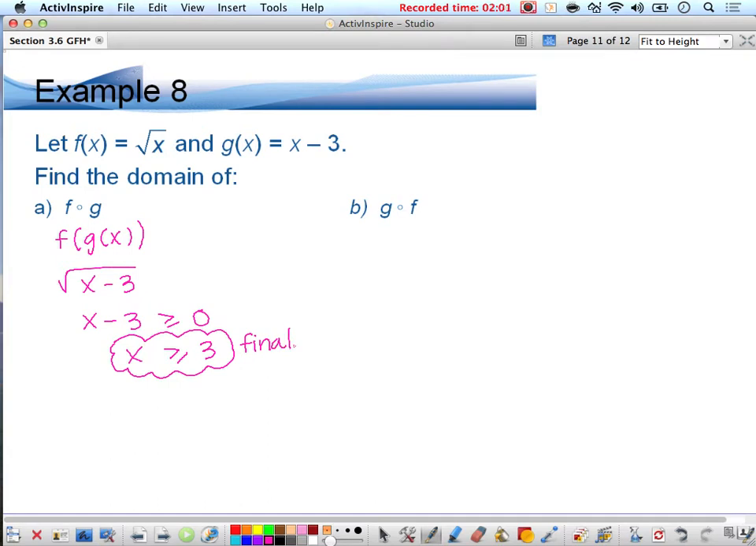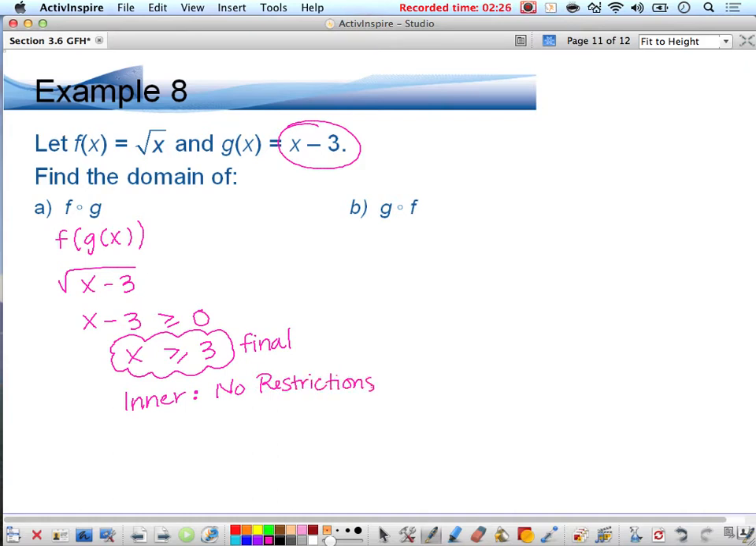But you also have to consider the inside function restrictions. If you look back up here at g of x, we can see that the inner function, x minus 3, has no restrictions. So there are no extra restrictions given by that, but you do have to make sure and consider that.